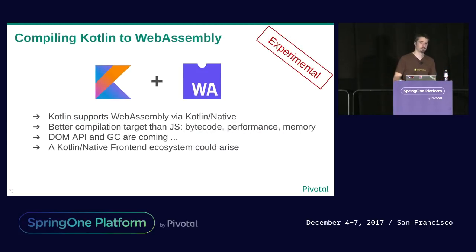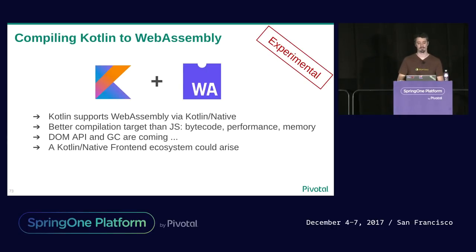So an option is to compile Kotlin to WebAssembly, because it was announced one month ago at KotlinConf. Kotlin Native 0.4 already supports compiling Kotlin code to WebAssembly. Honestly, that's the very beginning. It's super alpha. It breaks, okay? But it begins to be supported.